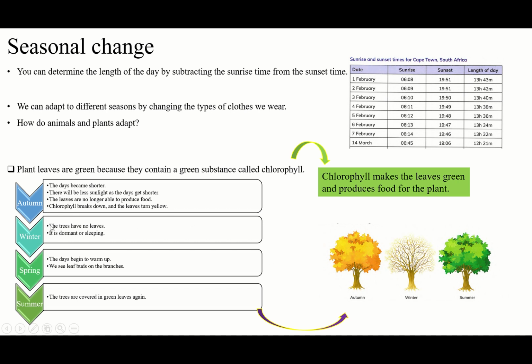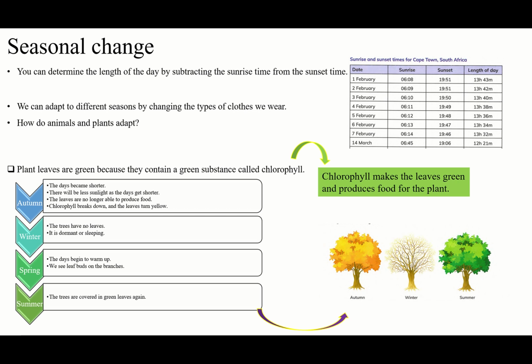So during winter there is no leaf. So what happened in autumn? We said in autumn the chlorophyll breaks down, and the leaves change and turn yellow. What about winter? In winter there is no leaf. Of course, when the chlorophyll breaks down and the leaves turn yellow, they are going to fall off because the chlorophyll has died.